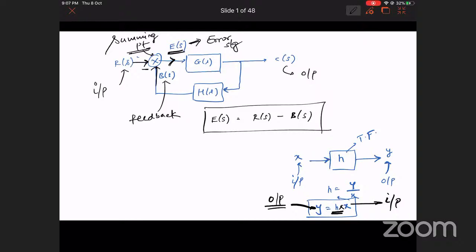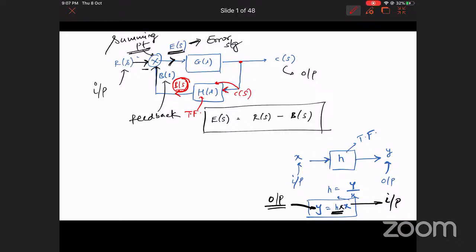So keeping this in mind, look at this. B of s is over here. This is a block, guys. The input of this block is taken from C of s. C of s is the input. B of s is the output. H of s, obviously, is the transfer function. Yes or no? Now try to understand, guys. Output B of s can be written as C of s into H of s, because input into transfer function is output. Yes or no?